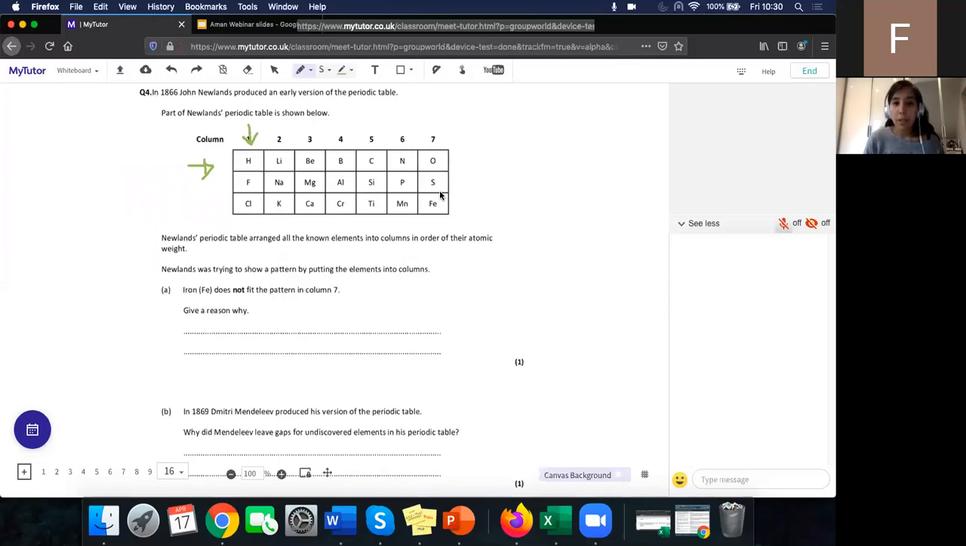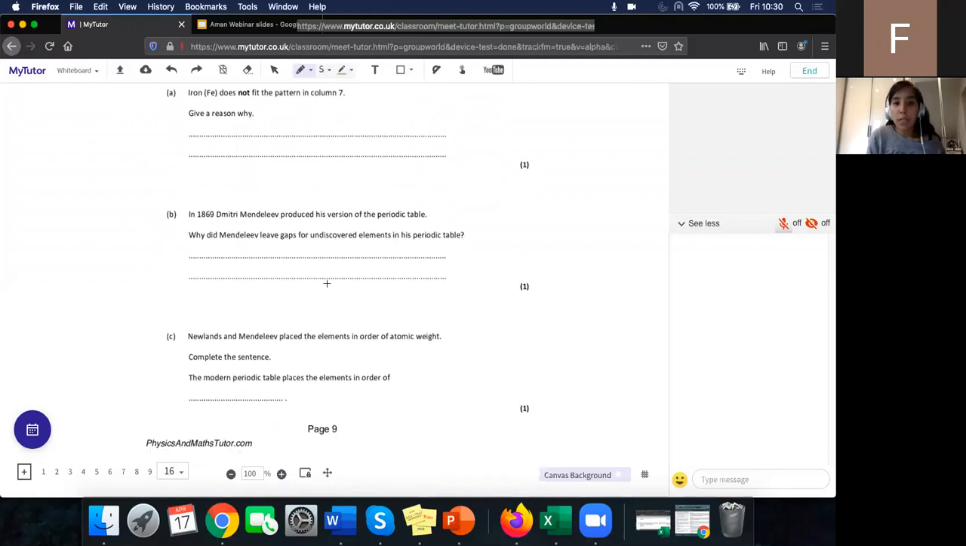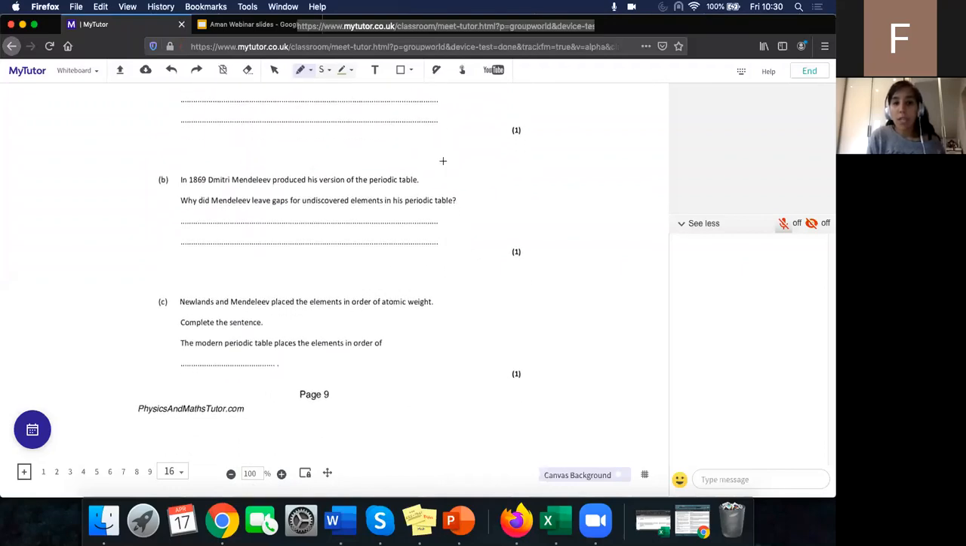Excellent, iron's a metal. Excellent, because it forms more than 1 charge, whereas the other ones have a -2 charge. Excellent, it's a solid, it's a metal. Really good answers, very well done. In 1869, Dmitry Mendeleev produced his version of the periodic table. Why did he leave gaps for the undiscovered elements in the periodic table?